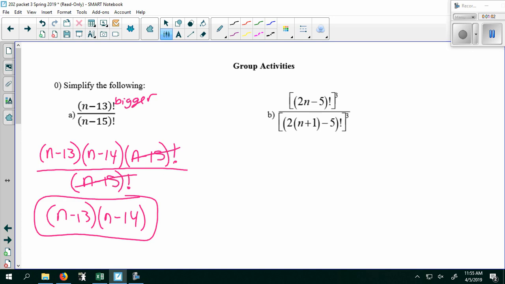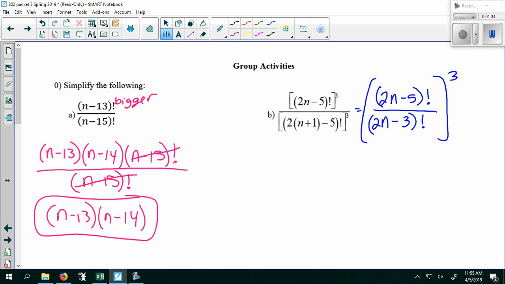Okay, this one looks a little more complicated. First thing I should do is simplify the denominator. I have all this stuff in parentheses that's factorialed. So I'm going to write this as 2n minus 5 factorial over, that's 2n plus 2, then minus 5. So I'm distributing the 2, combining like terms, and I get 2n minus 3 factorial. And then both the numerator and the denominator are being cubed, so I can just cube the entire fraction.